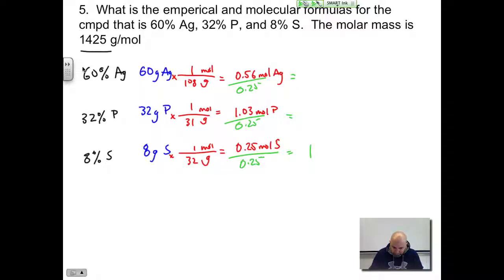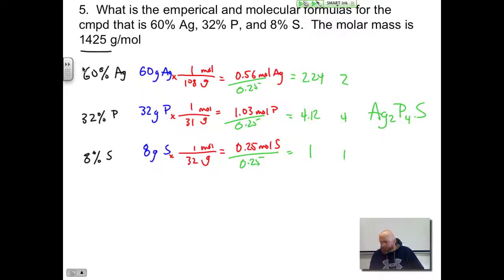1.03, I know it's going to be about 4, right? Divided by 0.25, 4.12, and 0.56 divided by 0.25, 2.24. These get rounded to 2, 4, and 1. So silver is 2, phosphorus is 4, sulfur is 1.